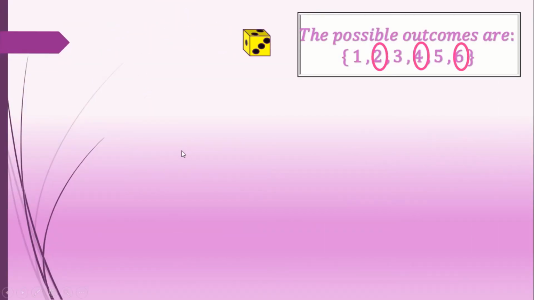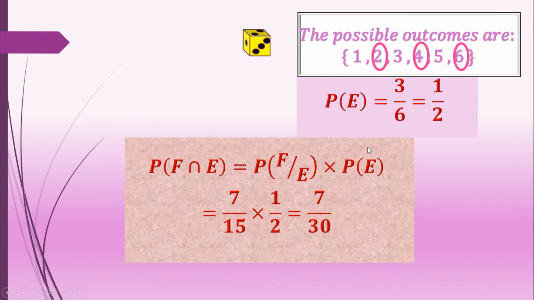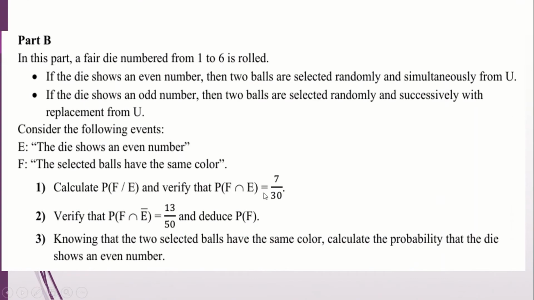Now what about the probability of E and E intersection F? Note that the probability of the event E, if the outcome is an even number, we have 3 cases which are 2, 4, 6 out of the 6 cases. So the probability of the event E is 3 over 6, which is equal to 1 over 2. Now what's the probability of F intersection E? Isn't it probability of F given E times P of E? So it's 7 over 15 times 1 over 2. We have just calculated both probabilities. Then it's equal 7 over 30. As you see, they are asking us to show that it's 7 over 30.